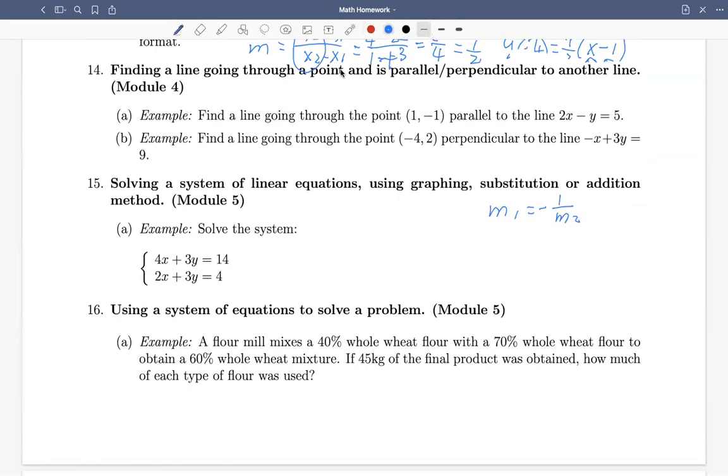Okay. So the first one, 14a, we're given this point, and we are told the line we're trying to find passes through this point parallel to this one. So parallel lines have the same slope. That means we need to find the slope from this given line. So how do we get that?